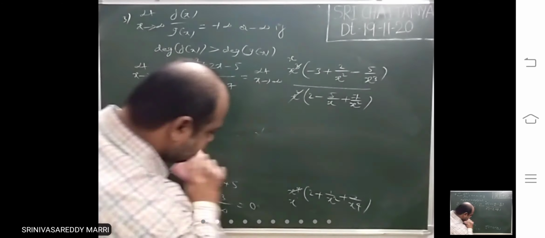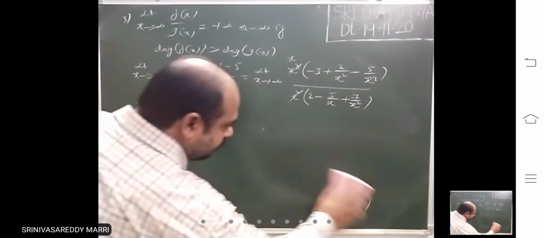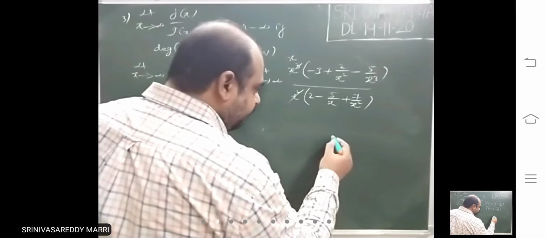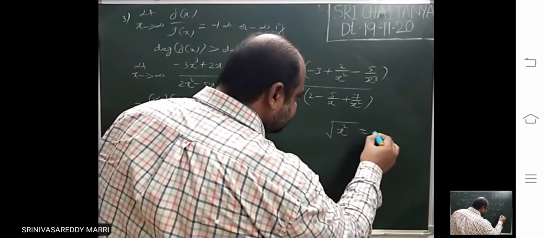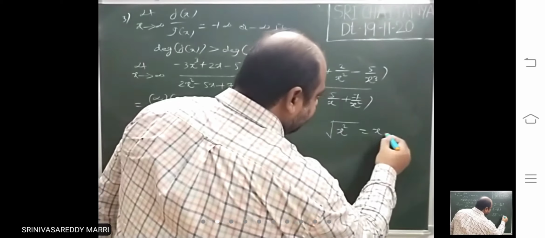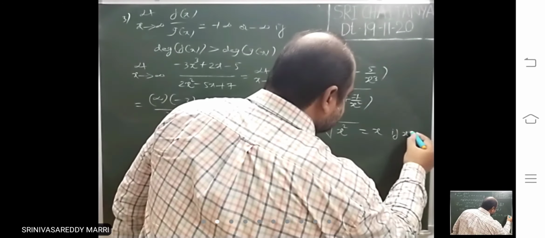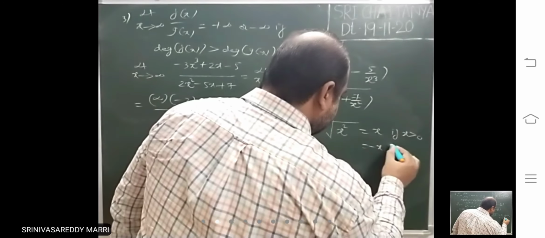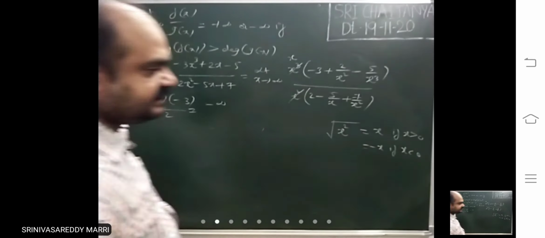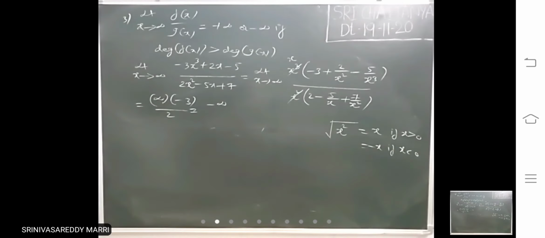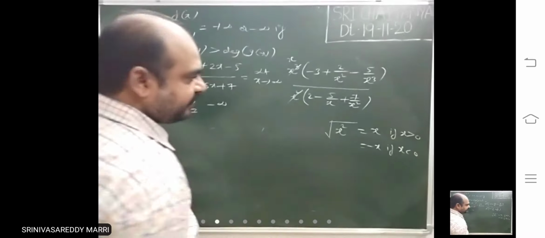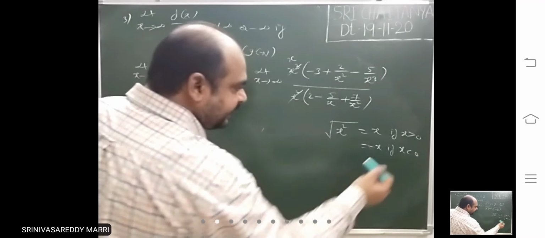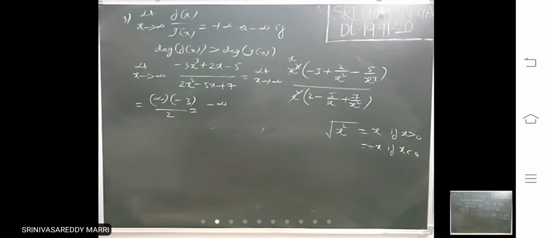Suppose look at the modulus. While doing the problems, whenever you get root x square, you write x if x is greater than 0. You write minus x if x is less than 0. Because the square root must always be positive. If x is positive, this is already positive. If x is negative, minus x will become what? Positive. Suppose take one example.